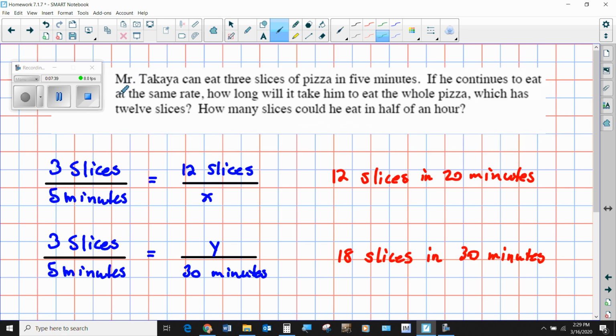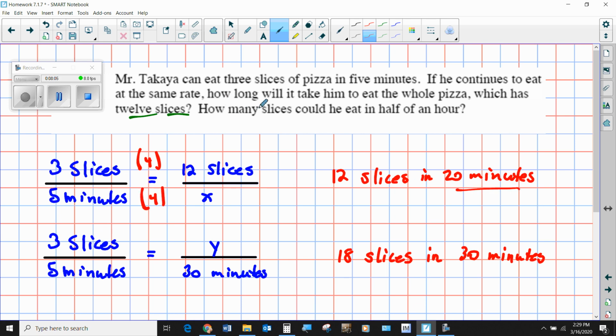And then our last problem. Mr. Takaya can eat 3 slices of pizza in 5 minutes. So I'm going to write that as the ratio over here. If he continues to eat at the same rate, how long will it take him to eat the whole pizza, which has 12 slices? All right, so proportional reasoning, what are you going to multiply times 3 to give you 12? 4, so 5 times 4 means it's going to take 20 minutes.